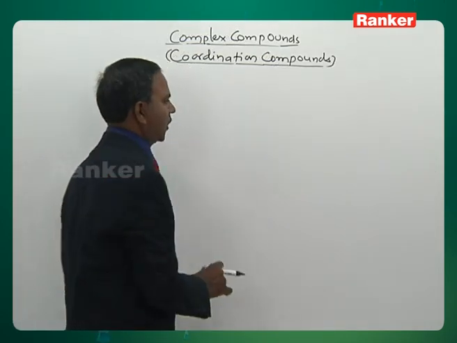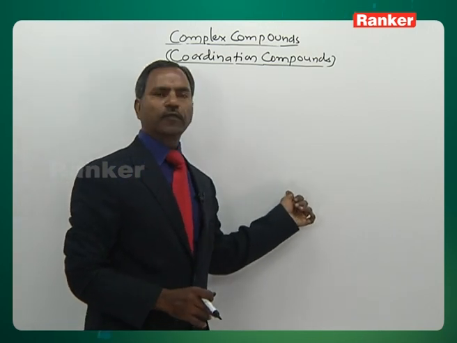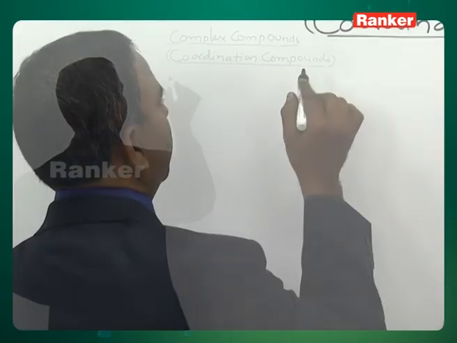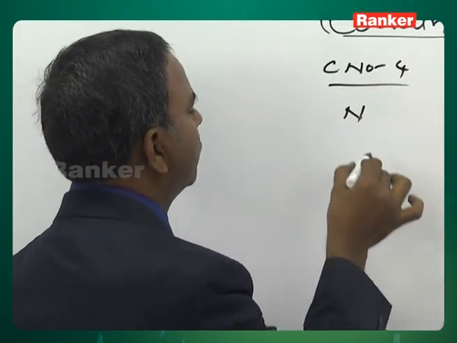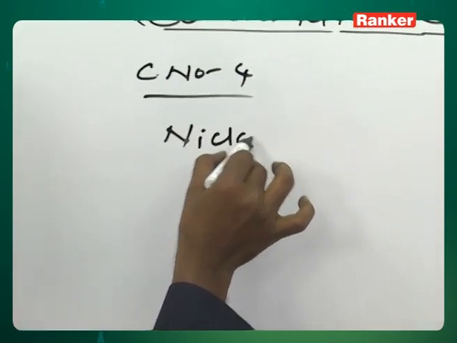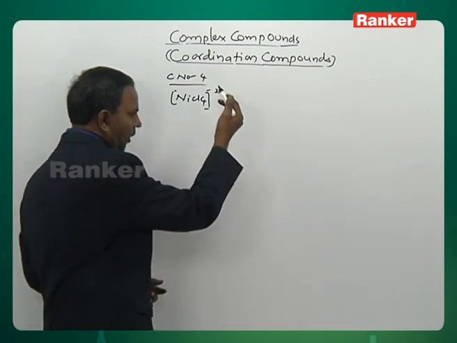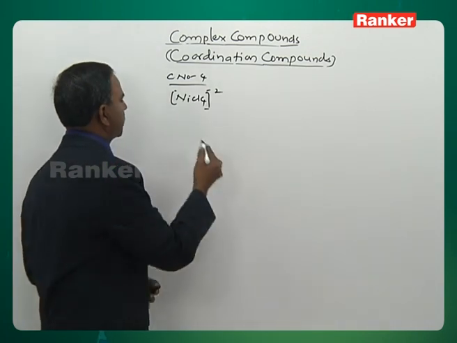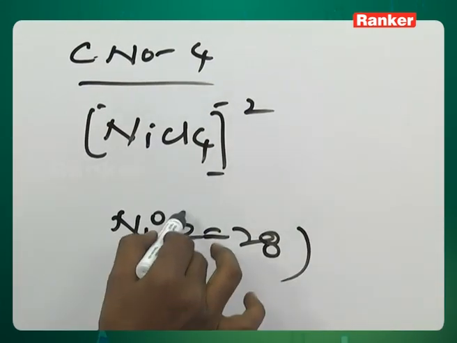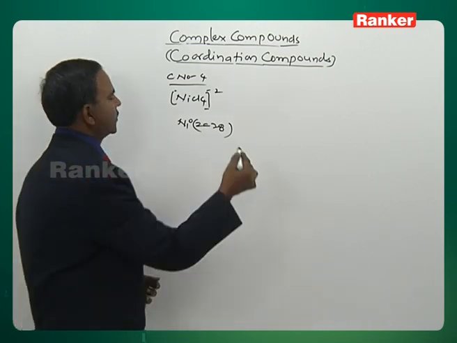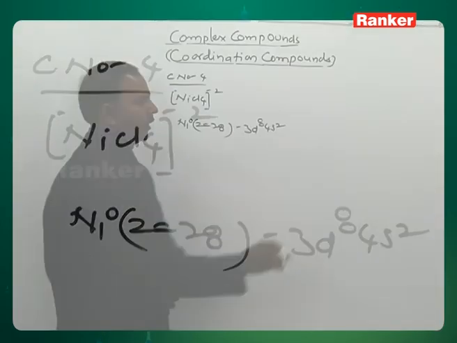The next, let us discuss. We have completed some of the complexes under applications of CFT. Coordination number 6 we have completed. Let me write now coordination number 4. Let me take the first complex, nickel tetrachloride, [NiCl4]2-. Then let us follow the same steps we took for coordination number 6. Now nickel, Z is equal to 28. Its configuration is 3d8 4s2.